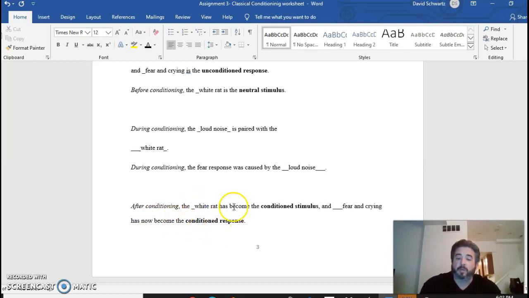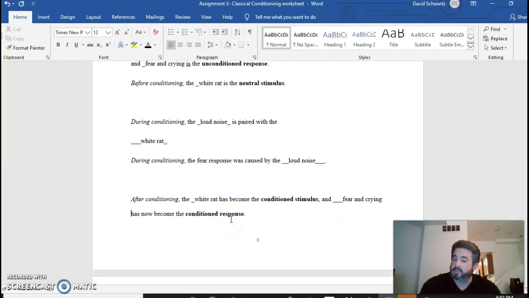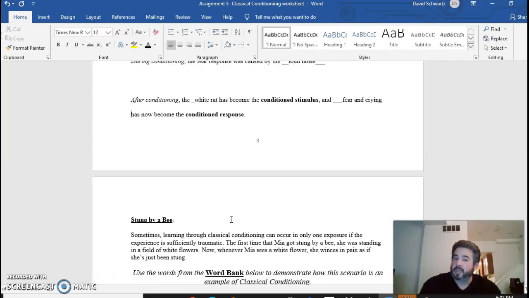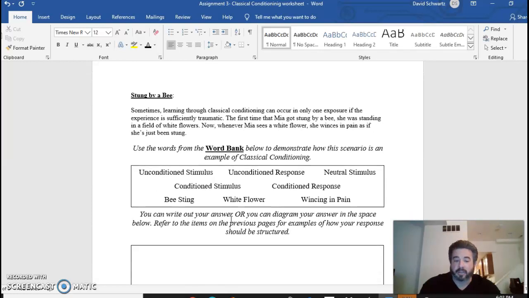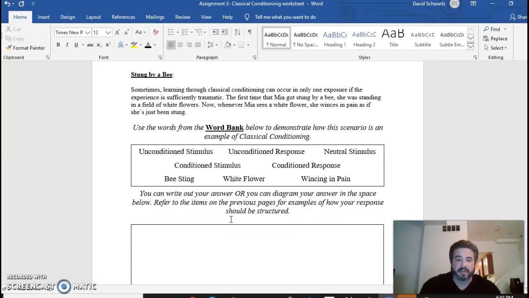After conditioning, the white rat has become the conditioned stimulus. Fear and crying has now become the conditioned response. Okay, let's do one more scenario where we're going to put it all together. I'll see if I can get this done in the next 5 minutes.